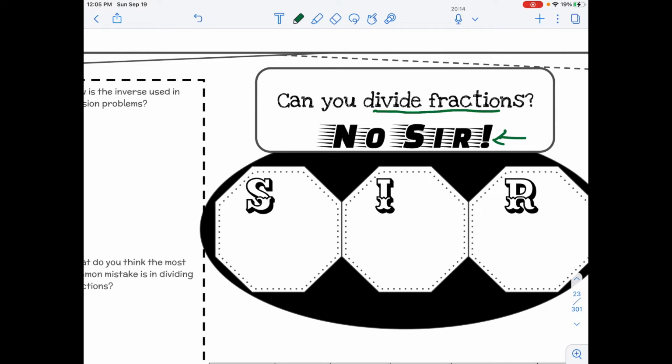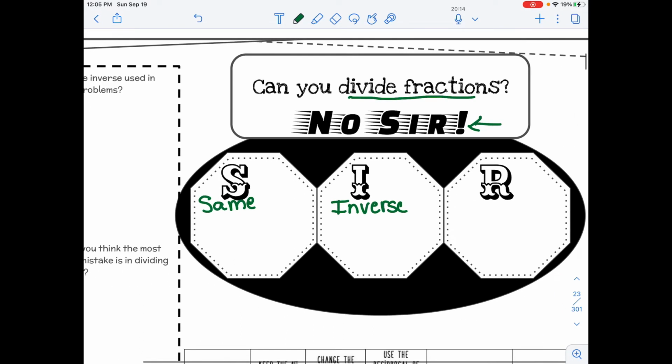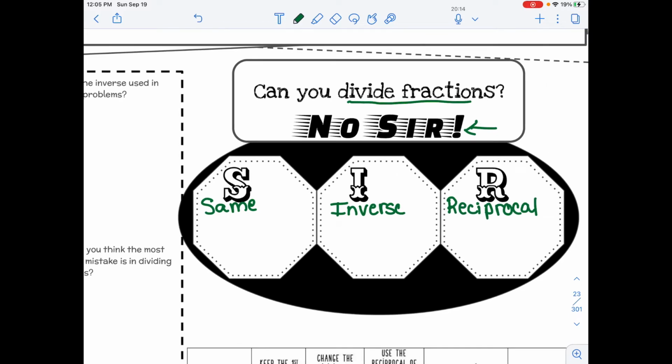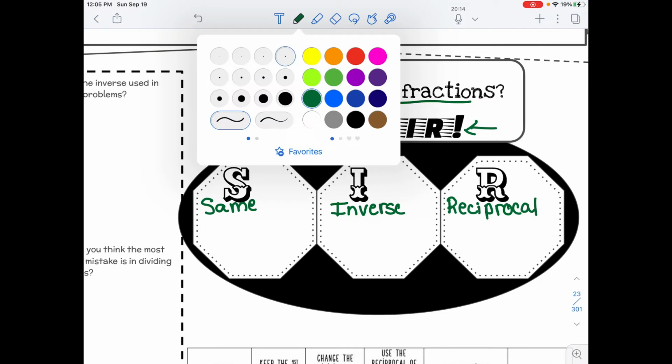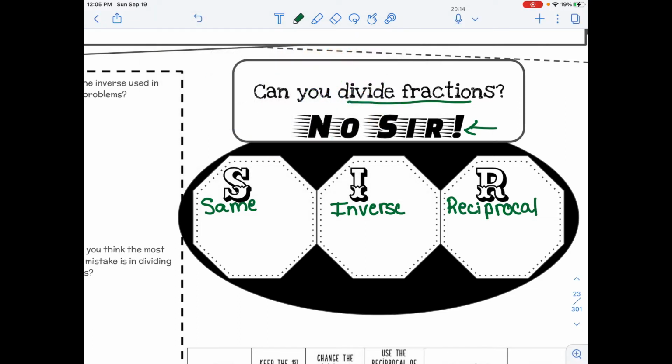So the S stands for same. I is inverse. And R is your reciprocal. Now what this means is that in your operation, same means you keep the first fraction the same.